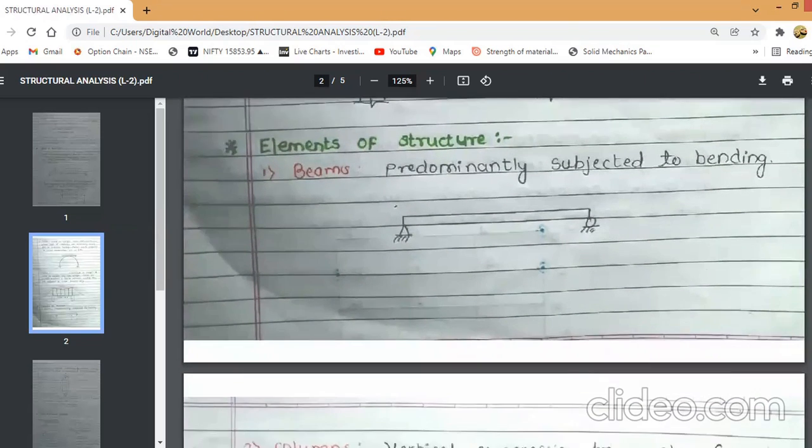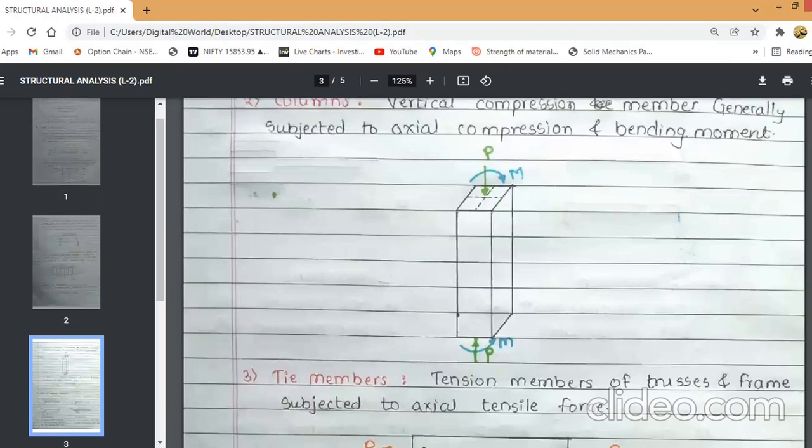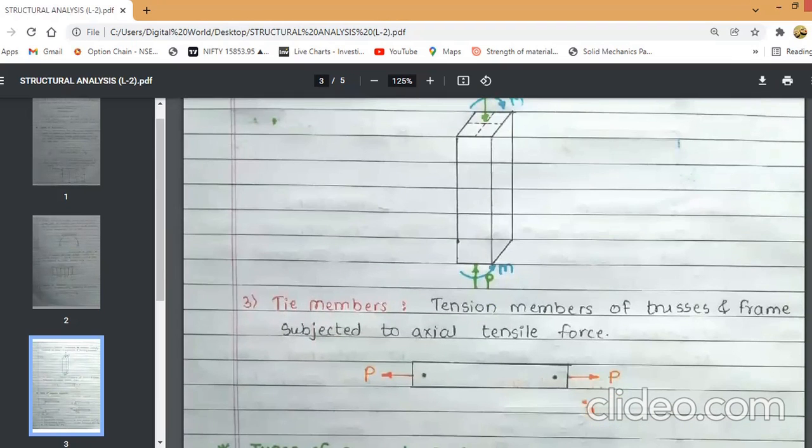Then second element of the structure is columns. The column is a vertical compression member which is slender and straight. Generally, columns are subjected to the axial compression and bending moment. Then next element of the structure is tie members. The tie members are the tension members of trusses and frames which are subjected to axial tensile force.